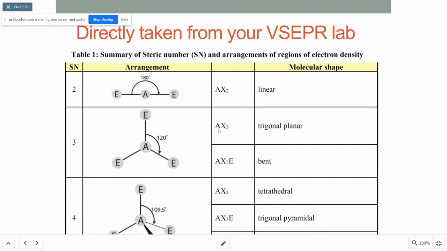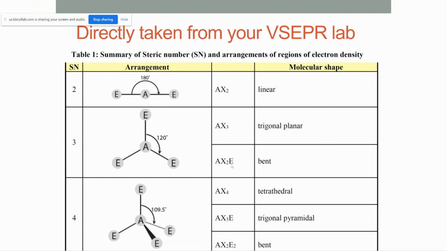All right, let's go to AX3. Whenever you look at AX3, it's telling you that you have a central atom A, and then three terminal atoms X. But whenever you talk about AX2E, what you are telling me is it has a central atom A and two terminal atoms, and that central atom A has one lone pair of electrons. Again, I will show you some examples. I just want to make sure you understand how to read this abstract notation.